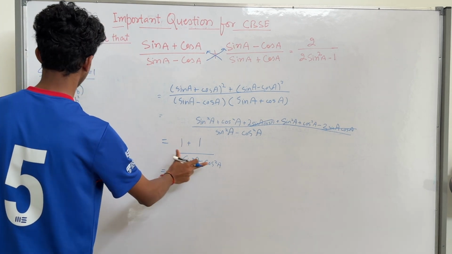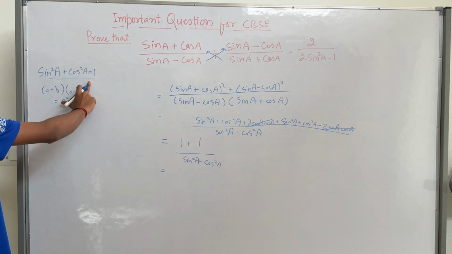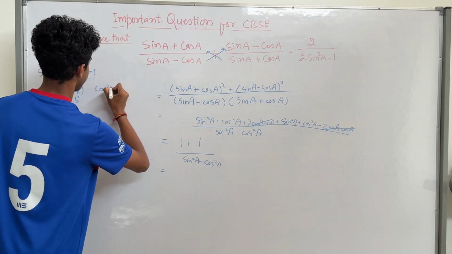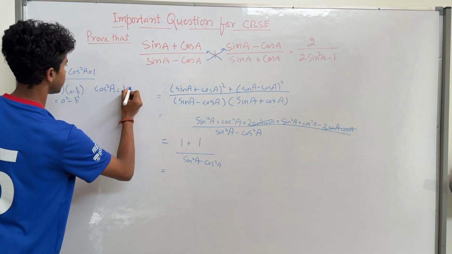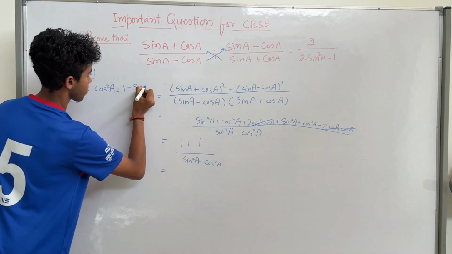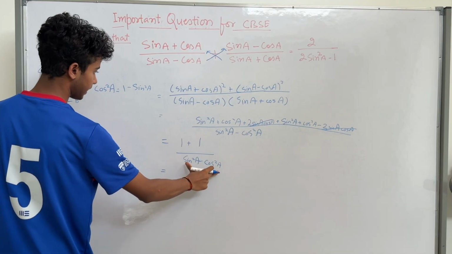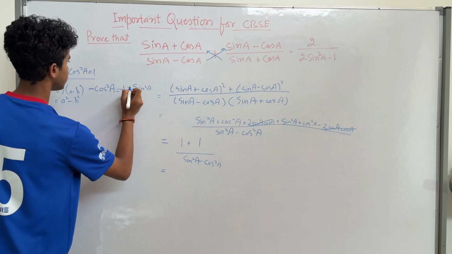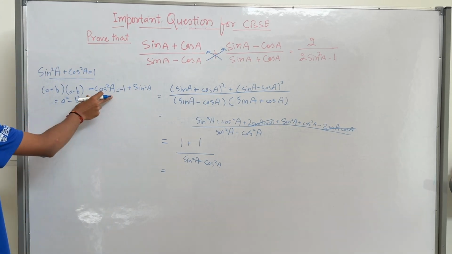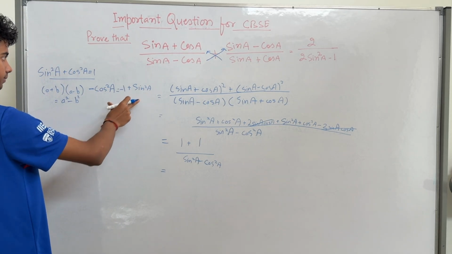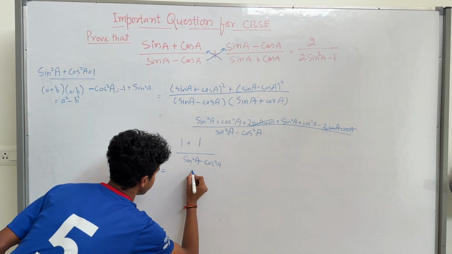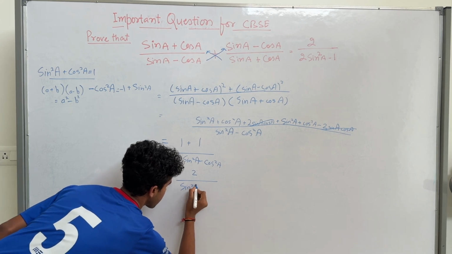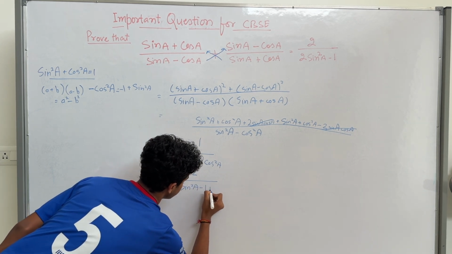We all know with this identity, we can write cos square a equals 1 minus sine square a. But since here we have a minus cos square a, we can write like this minus, and then here minus 1 plus, because if I'm changing a sign over here, it will get changed everywhere. So here we get 2 by sine square a minus 1 plus sine square a.